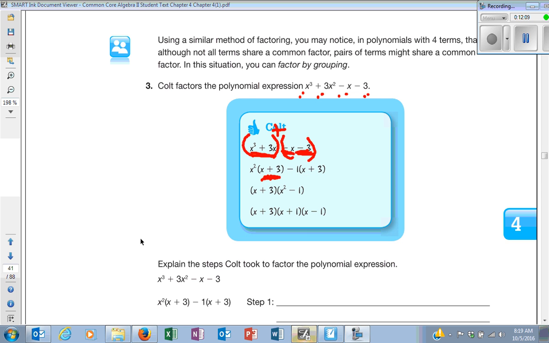Now here's the other thing you need to be able to see. Do you see this subtraction sign? It's separating a number here and a number here. What does this number have in common? What do they both have in common? So I pull out their x plus 3 that they have in common.